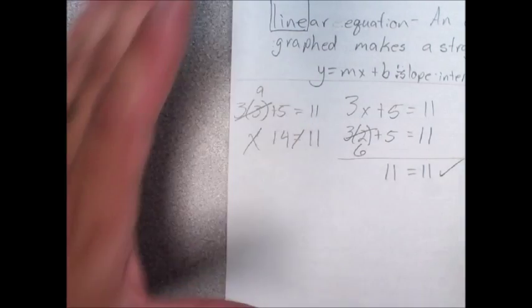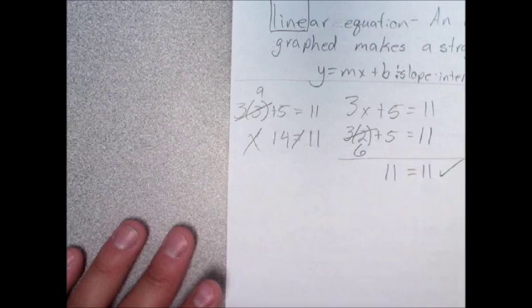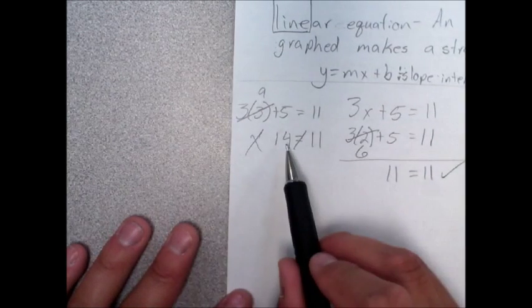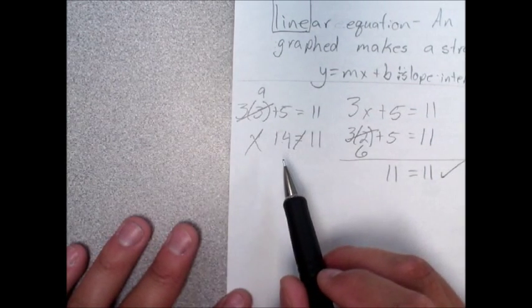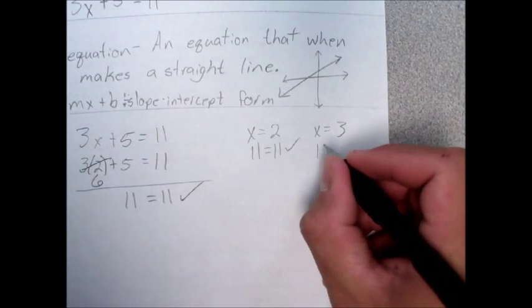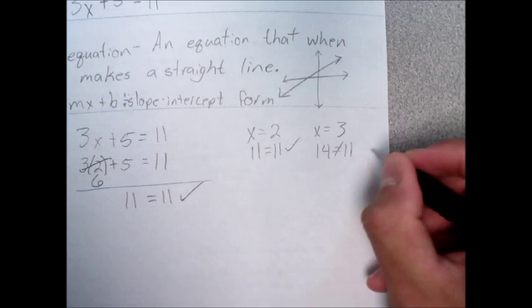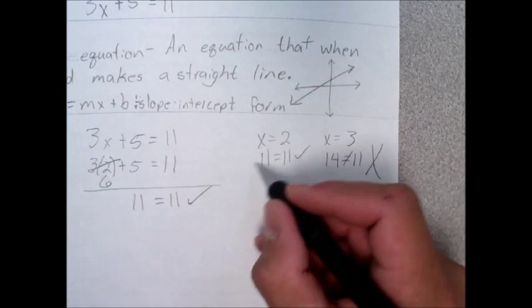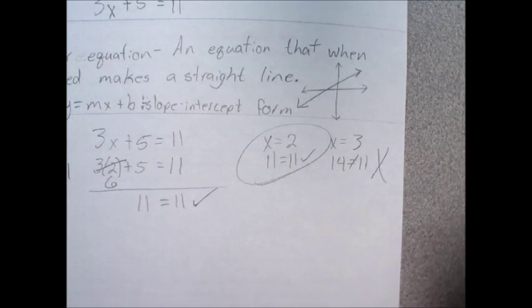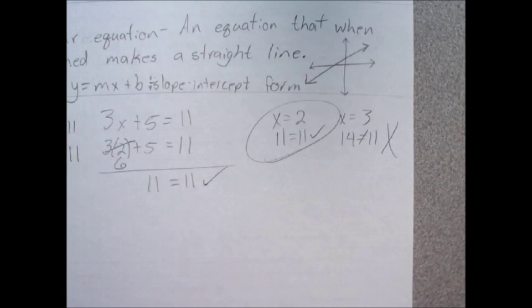But I wanted to be clear that when you check it, if you get something that is not equal to each other, that means you did it wrong. Okay? So for x equals 3, 14 cannot equal 11, therefore it is not a solution to the problem. Our answer was this one here. Alright, let's see if we can do something a little more real world.